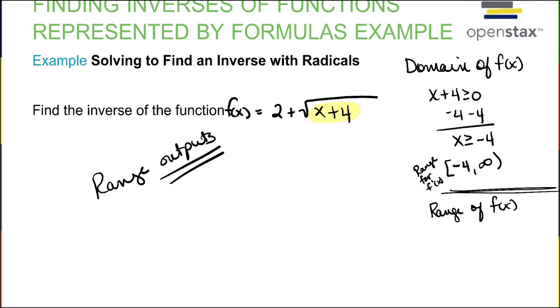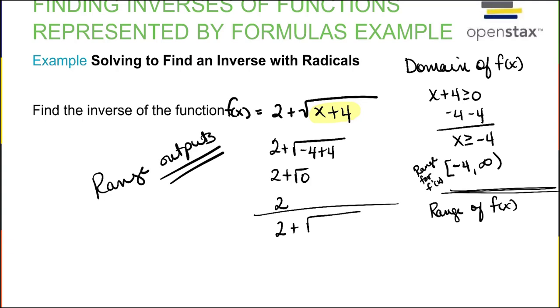So let's think of this. If I were to put in the smallest number, which is negative 4, as my input, that gives me the square root of 0, which is 0, so I get 2. Let's put in another number. I'm going to put in something that's going to give me something nice. I'm going to put in 0. So the square root of 4, 0 plus 4 is 4. Square root of 4 is 2.